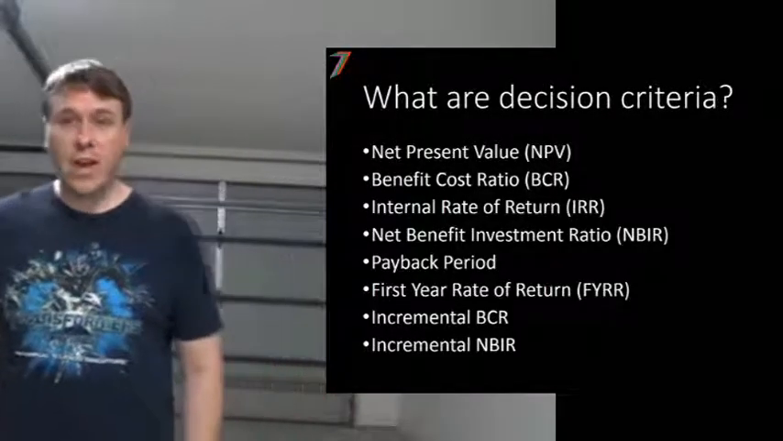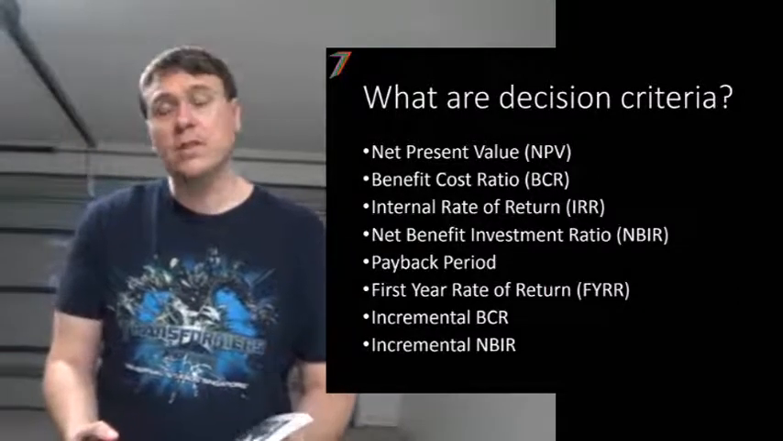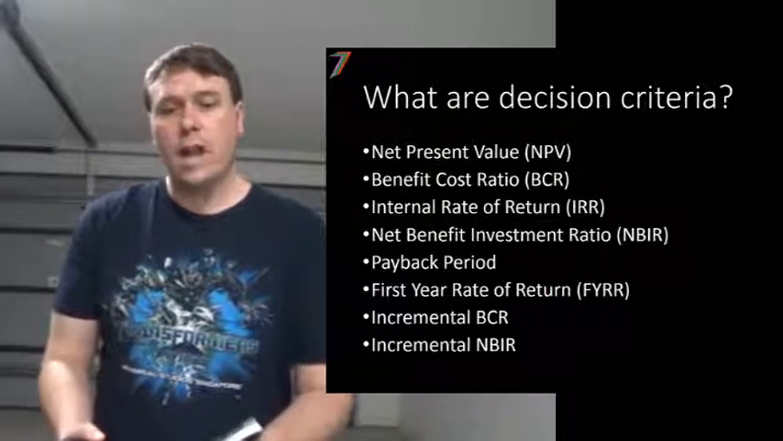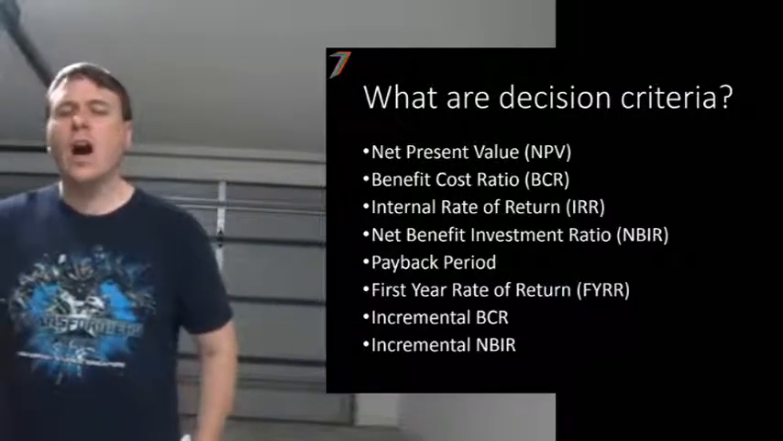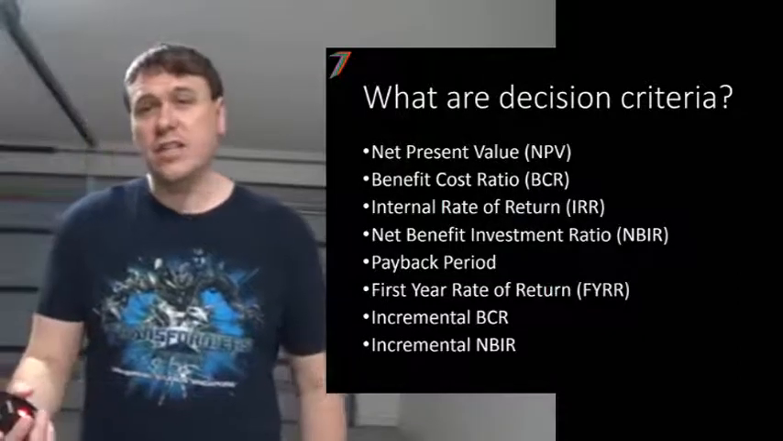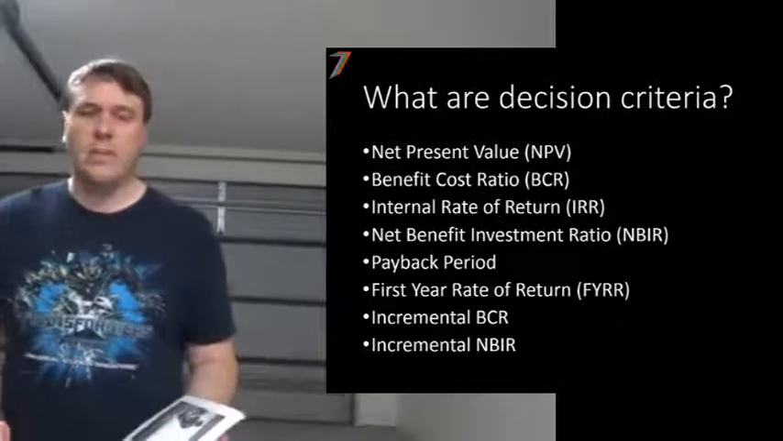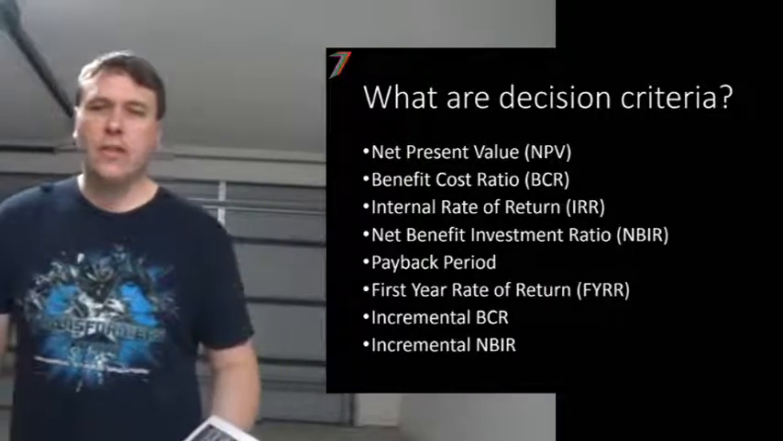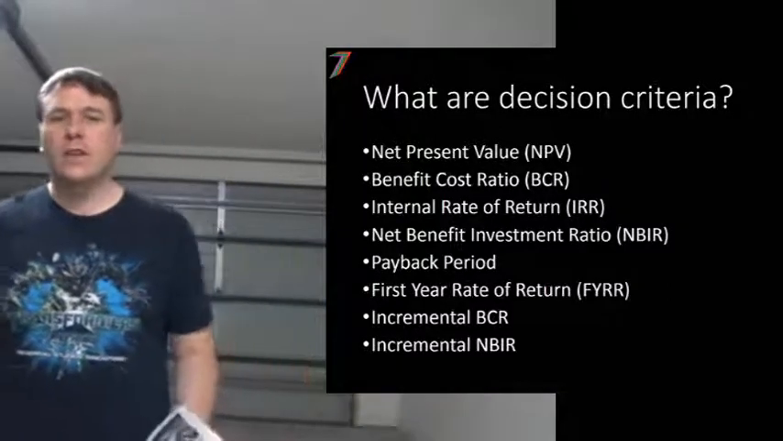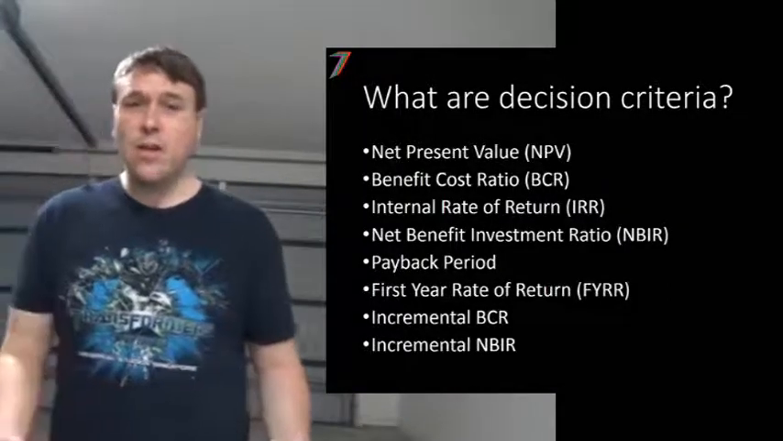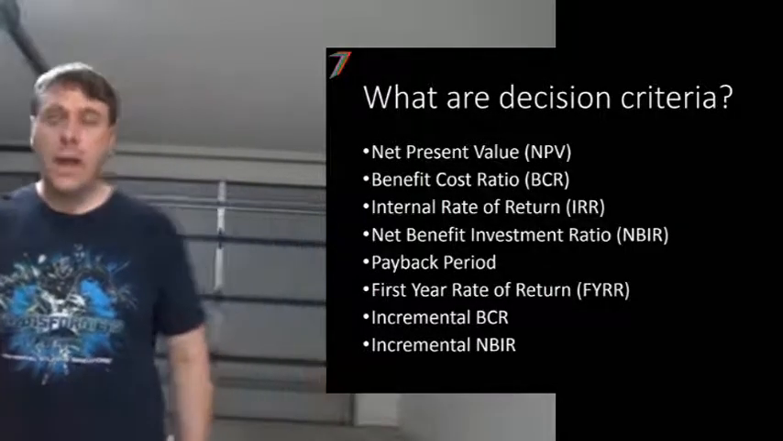Then we've got the internal rate of return. That in effect is your discount rate where your net present value equals 0. A higher internal rate of return is generally considered good. For example, if you're using a discount rate, typically let's say 7%, and your internal rate of return is 12%, that indicates your project is economically viable. There's also the net benefit investment ratio. I'm going to cover that a little bit later and go into more detail on what I mean by that. There's also the payback period.